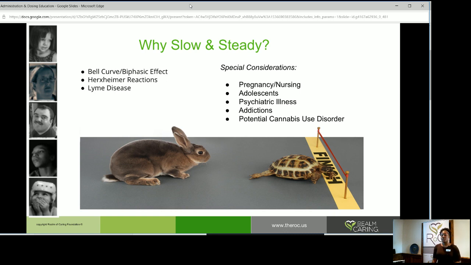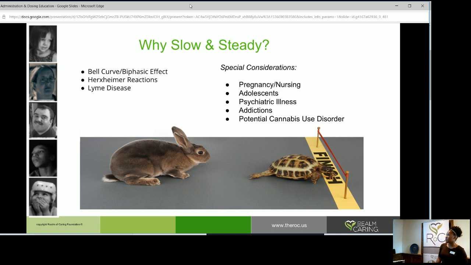We also have to take in consideration Herxheimer reactions. For example, for people that have Lyme, I suggest for some people maybe start off with 3 to 5 milligrams of CBD, especially if they're prone to have Herxheimer reactions. It's always better to start off low and adjust the dosing instead of starting off high and having adverse effects.